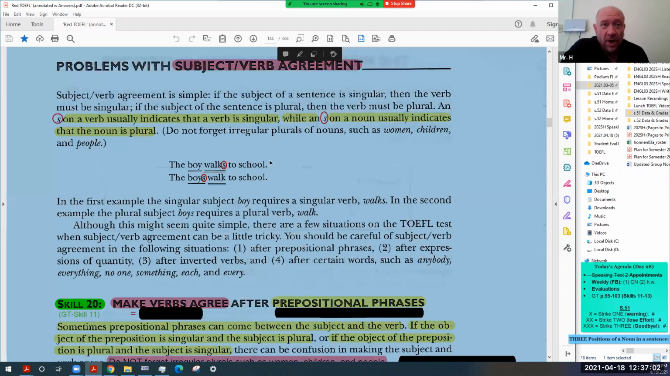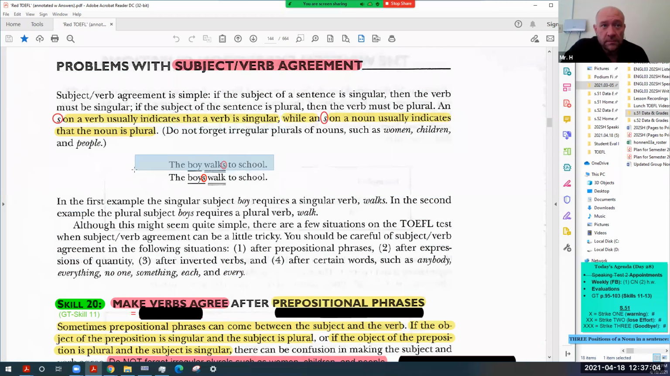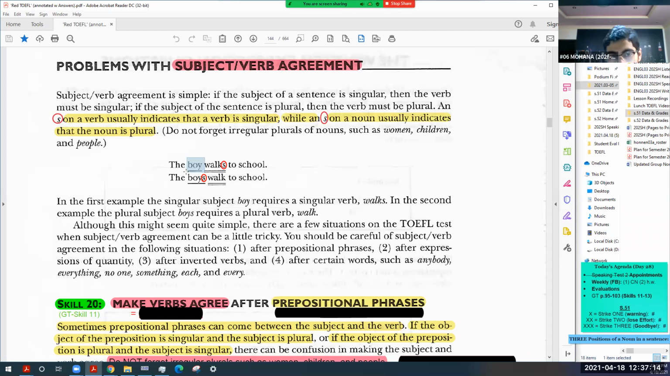Okay. Can Mohana, can you read the example? Yes, the boy walks to the school. Yeah. Okay. And where is the subject? The boy. Do you see an S? No. Singular. So it's singular, right? What about the verb? So what does it say up here? This is the basic idea, right? No S on the subject, you should put the S on the verb.